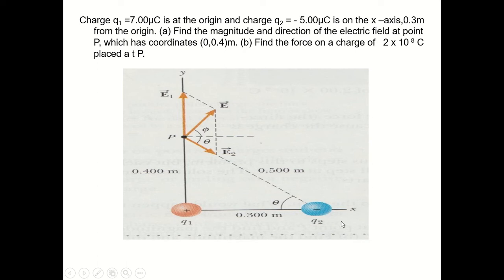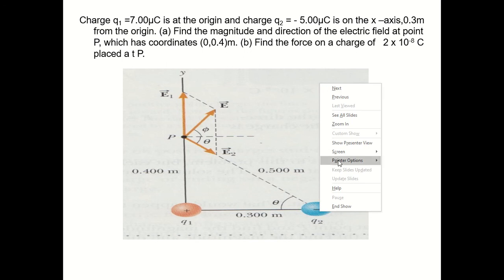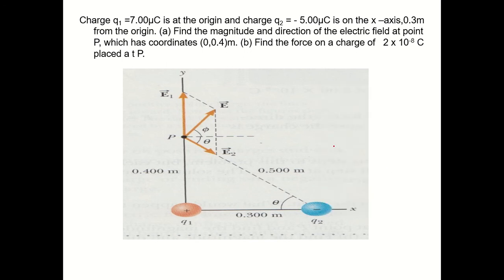Okay, so assuming this is our x and y axis, origin meaning the intersection of the x and y axis. Alright, so the problem here is A, find the magnitude and direction of the electric field at point P. So this is our point P. So we are asked to find the magnitude and direction of the electric field at this point P.